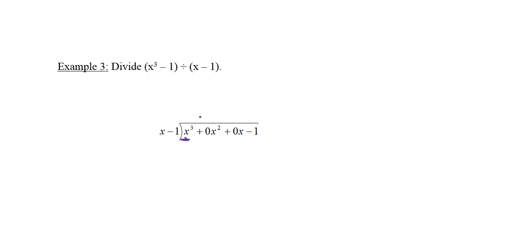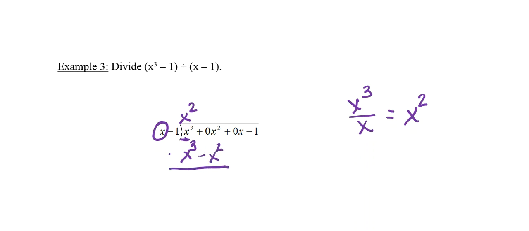So I'm going to start with x cubed. I'm going to divide it by x, leaving me with x squared. Now I'm distributing. X squared times x is x cubed. X squared times negative 1 is negative x squared. I'm going to subtract, which changes my signs. 0 plus, remember there's an invisible 1 here. 0 plus 1 is 1x squared.